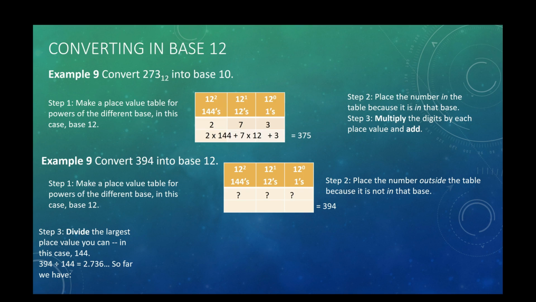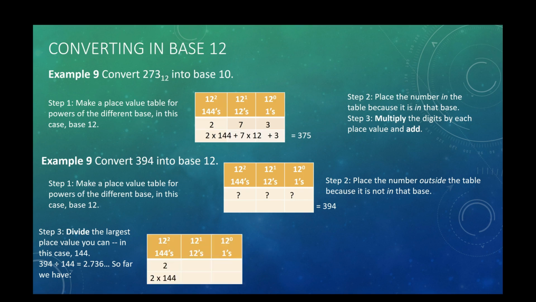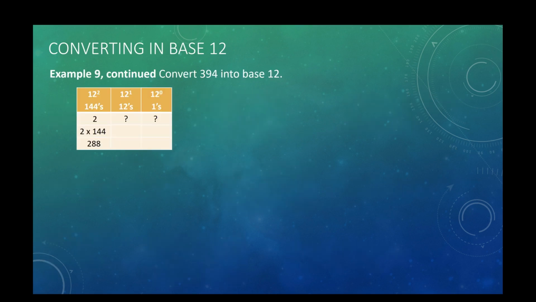So we divide and get 2.736. So that means we just put the 2 there. 2 times 144. So far we have 288, right? 2 times 144. Yep. And now we subtract. So we have 106 left. So if we have 106 left after subtracting, that means that's 106 that we have to take care of in the 12s and the 1s place.